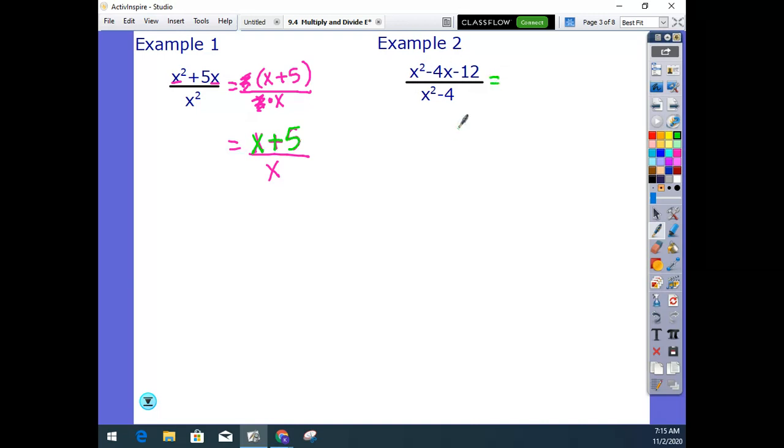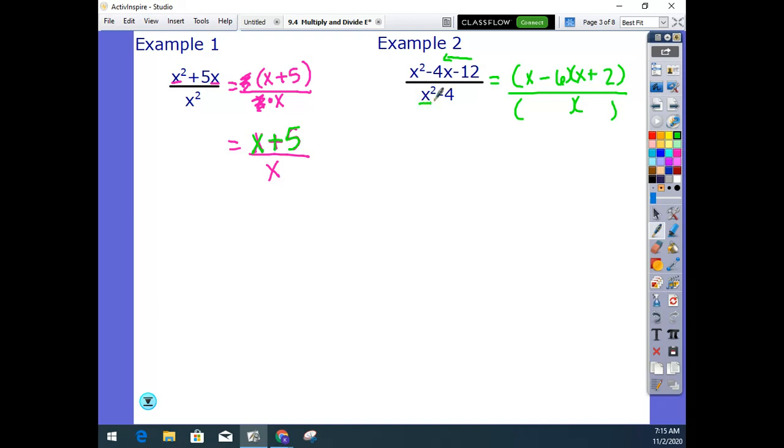All right, common factors. Factor the top, factor the bottom. There is no common factor, so break it into X and X. Factors of 12 that subtract to get 4: 6 and 2, minus 6 plus 2. Now, this is what we call the difference of two squares, X and X. What makes 4? Plus 2 minus 2.